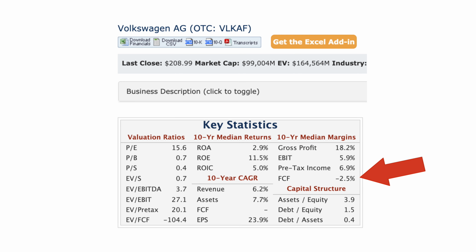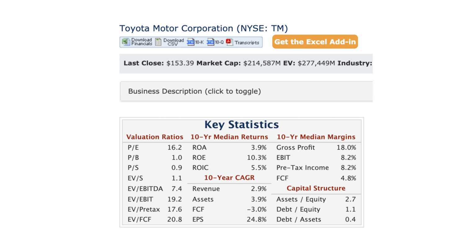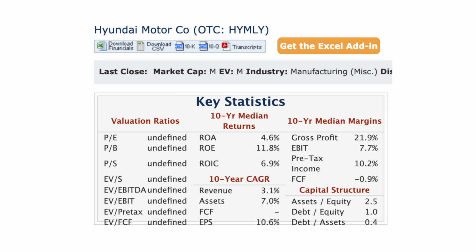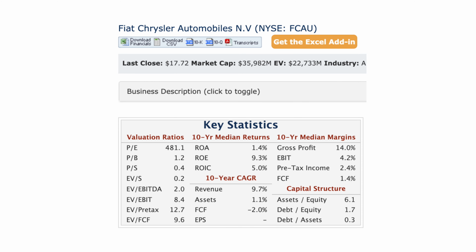We can just take a look at other car makers and see that Volkswagen's 10-year median free cash flow margin is actually minus 2.5%. Toyota's free cash flow margin is 4.8%. Daimler's free cash flow margin is minus 3.4%. Hyundai's free cash flow margin is also negative. Fiat Chrysler's margin is 1.4%. And well, you get the idea here.